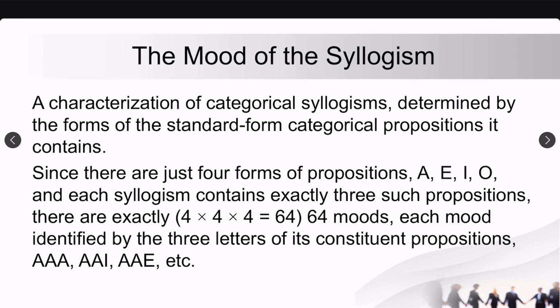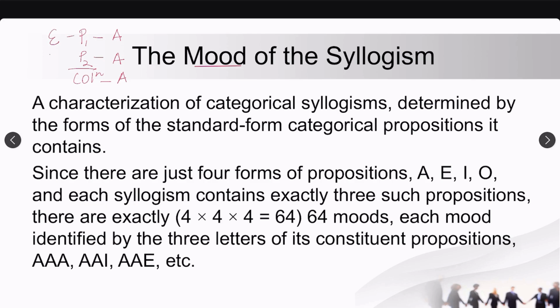Now let's move on to the next one, that is the moods of the syllogism. A characterization of a categorical syllogism determined by the forms of the standard form of categorical proposition it contains. So meaning that in a categorical syllogism we have two premises and then a conclusion. Now this premise can be a proposition, this can be a proposition, and this can also be a proposition. So this is called the mood.